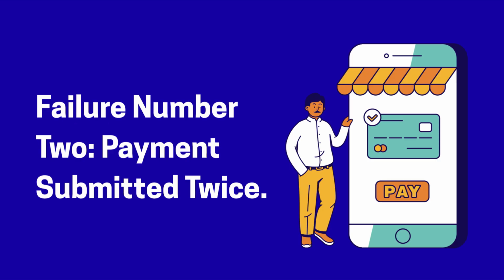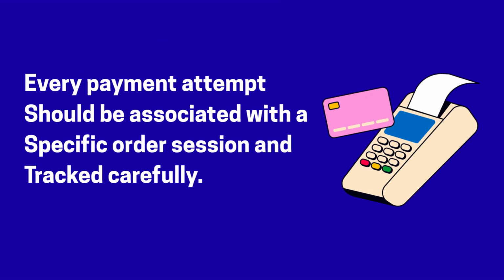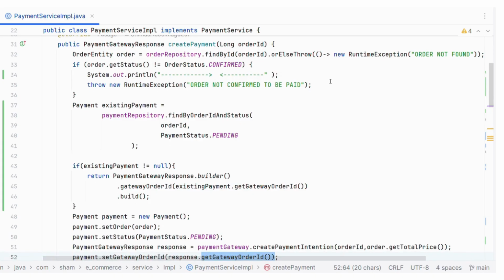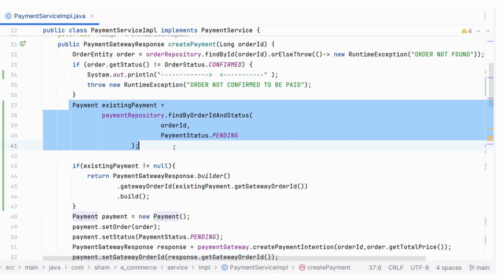Failure number 2: payment submitted twice. Imagine a user clicks the payment button multiple times, or the network becomes slow and the user thinks nothing happened, or the browser sends the request again after a timeout. Without protection, your system may create multiple payment records for the same order. To prevent this, every payment attempt should be associated with a specific order session and tracked carefully. Before creating a new payment, the system should verify whether an active payment already exists for that order.